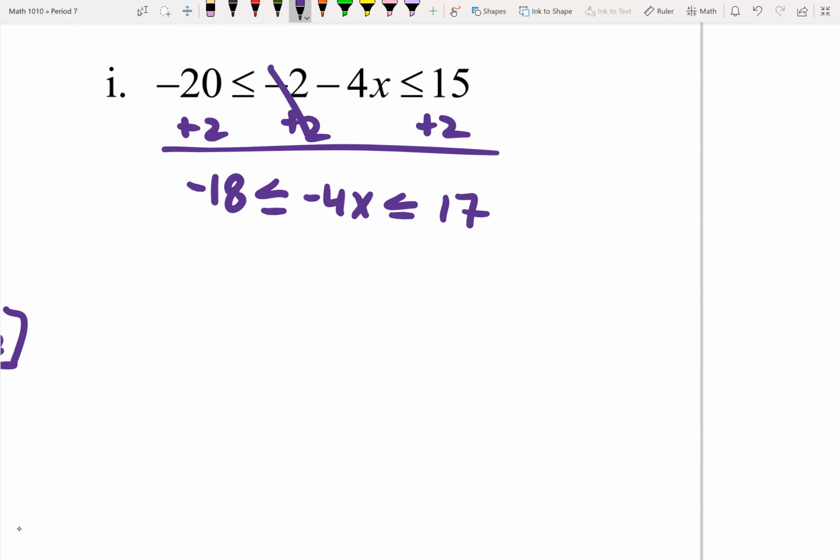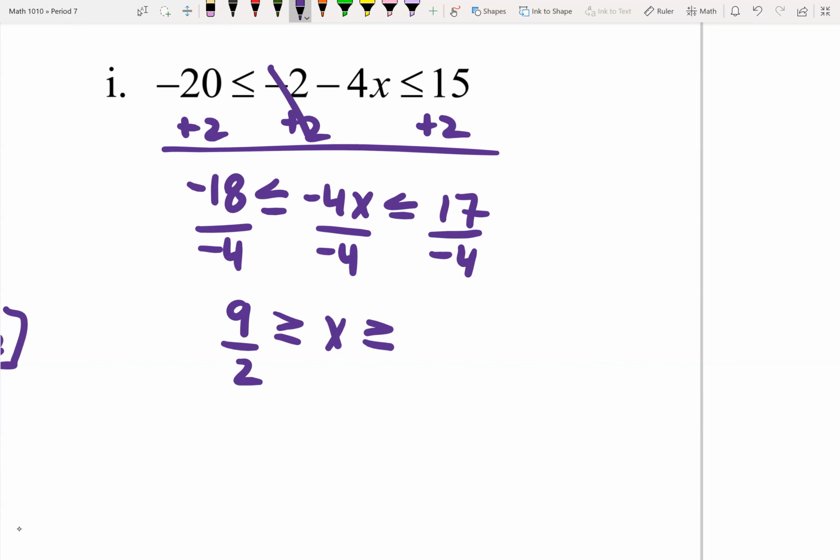Do you see why it gets bad? Can you see right now? What are we going to do right now? Divide by a -4. So look what happens. -4, -4, -4. In the center, I have an x. Talk to me about the inequalities. They get what? You switch them. Then you just evaluate those other numbers. Negative over negative is a positive. 18/4 is 9/2. This over here is -17/4.